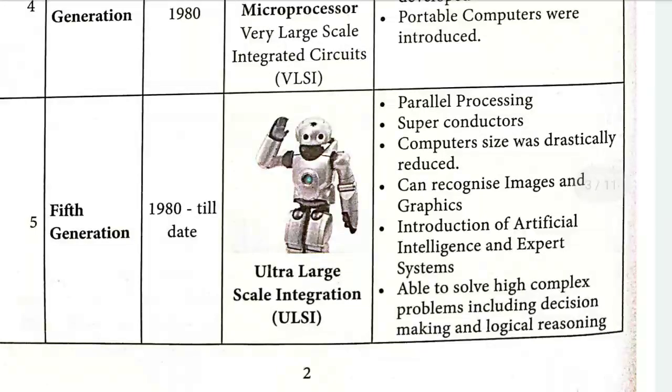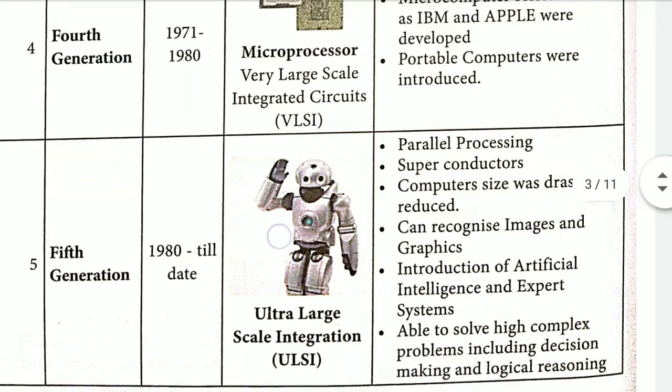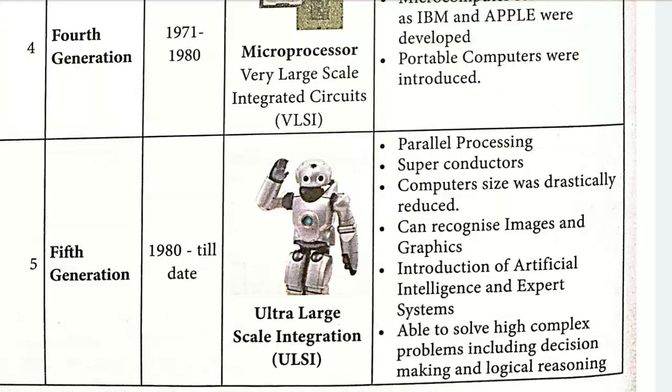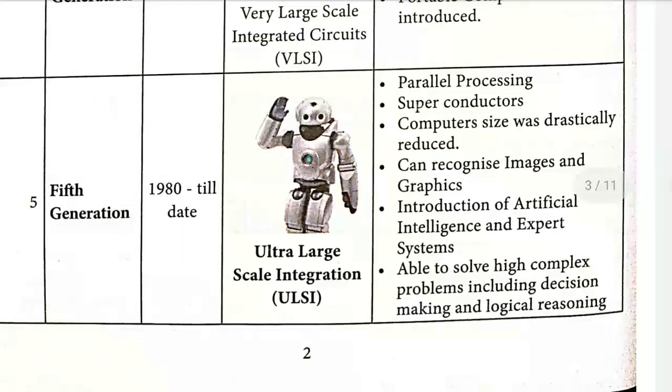So next you can see the fifth generation computer. This is from the 1980s till date, and it uses ultra large scale integration. VLSI means very large scale integrated circuits, and ULSI means ultra large scale integration. This also uses parallel processing and superconductors. You'll be learning in detail about superconductors in physics.